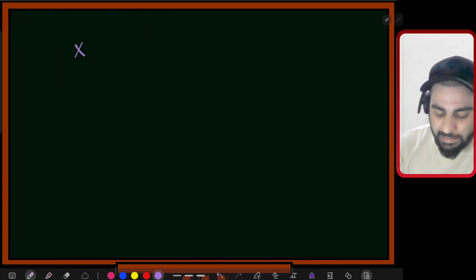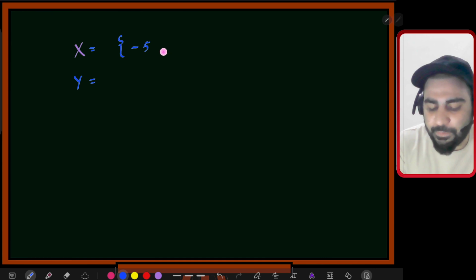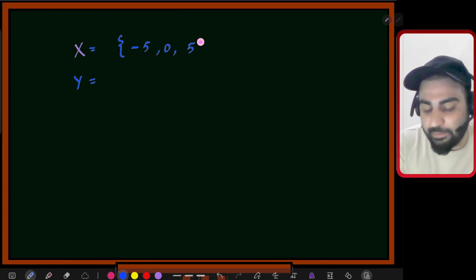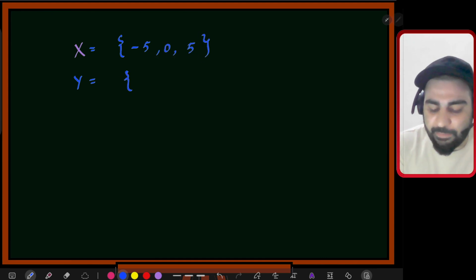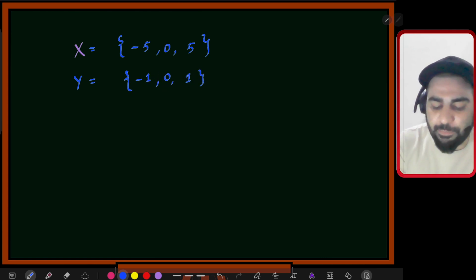Let's suppose I'll take some data. Suppose we have a random variable X and a random variable Y. Let's suppose this random variable takes values -5, 0, 5. And this random variable takes values -1, 0, 1. Here, let's suppose the probability mass function is something like this.